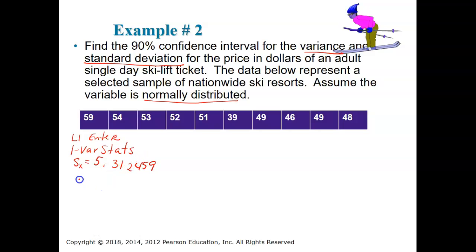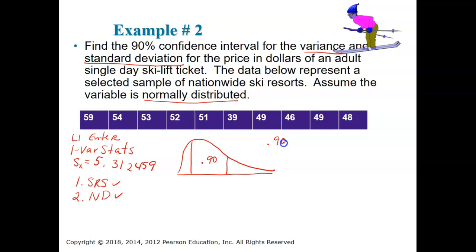All right, with this one, we've got to check our requirements. So we've got a simple random sample and normally distributed. We're told it's normally distributed, so we're good with that. So we're ready to find our critical values. This one is a 90%. So I'm going to take 1 minus 90%, which will give me 0.10, and then divide that by 2 to get 0.05, and that's what's going to go in each tail.